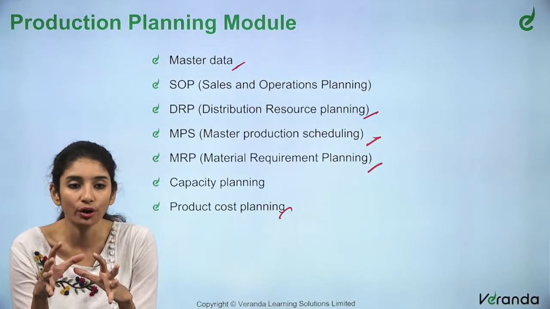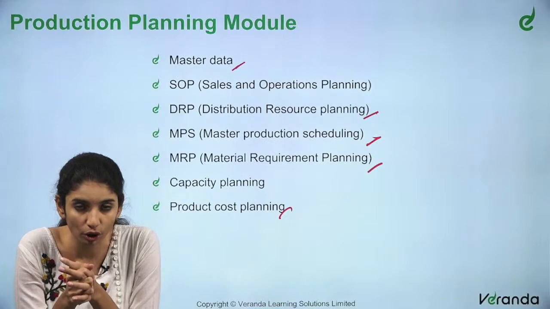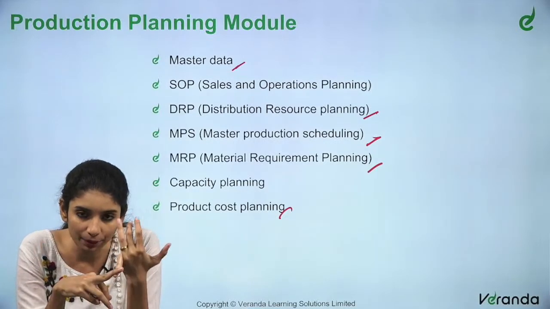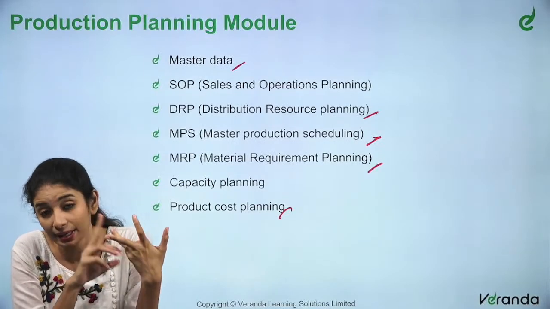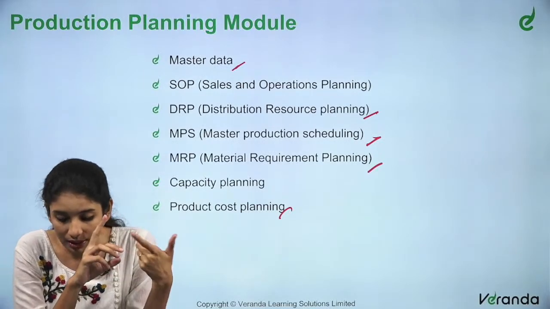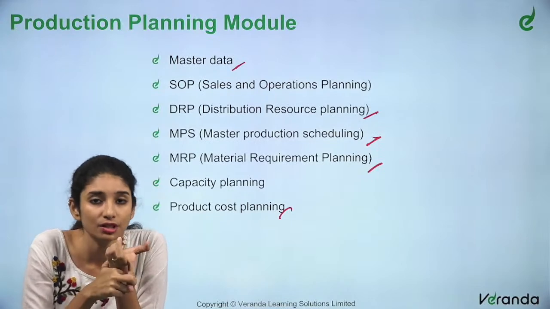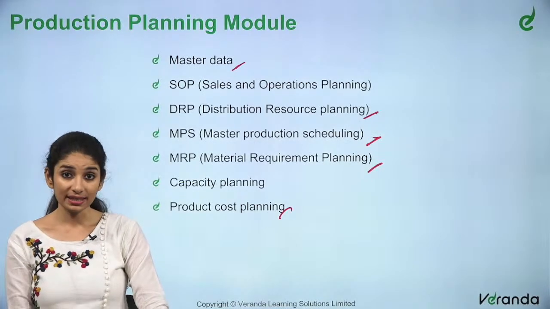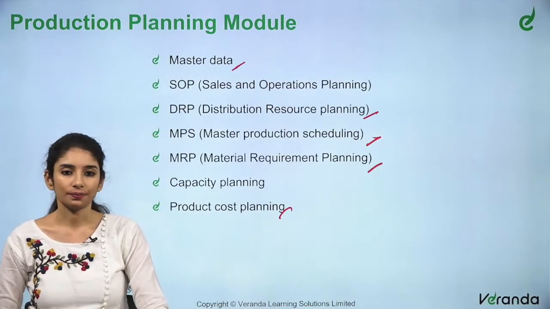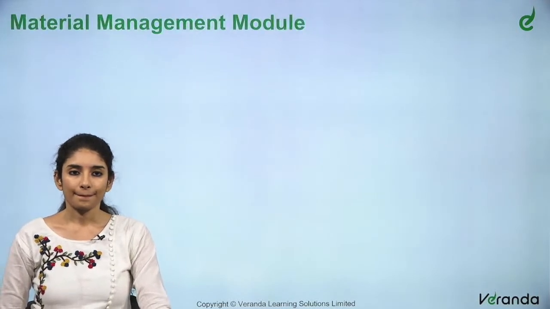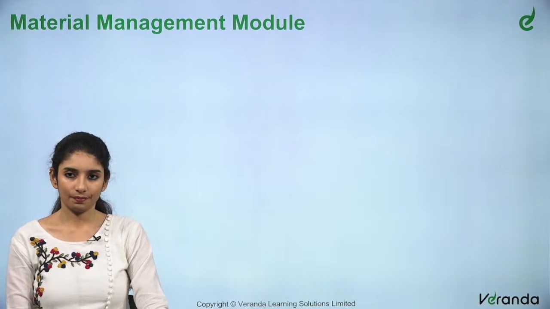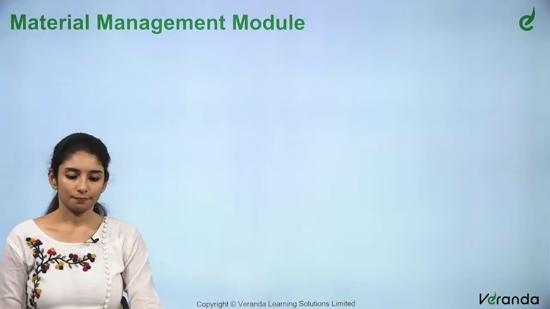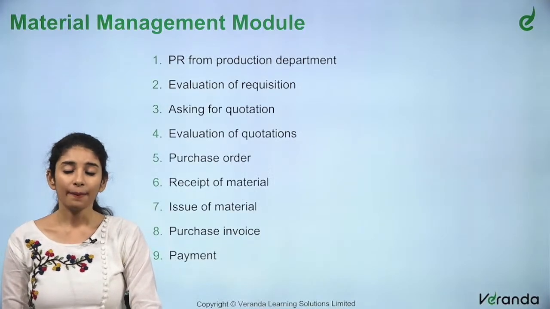The production planning module should help me to do all these activities: sales and operation planning, distribution resource planning, master production scheduling, MRP, material requirement planning, and then I need to be able to do capacity planning and cost allocation. Okay. Clear? Move on to the next thing.